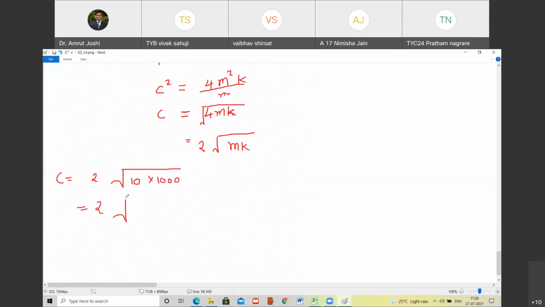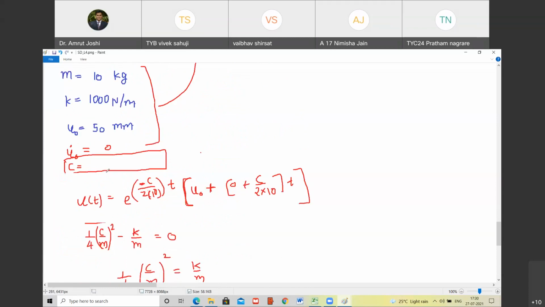C will be equal to 200. Do you agree with me? Vaibhav, do you agree with me? Yes, sir. C turns out to be 200. So substitute this value of C in this expression.